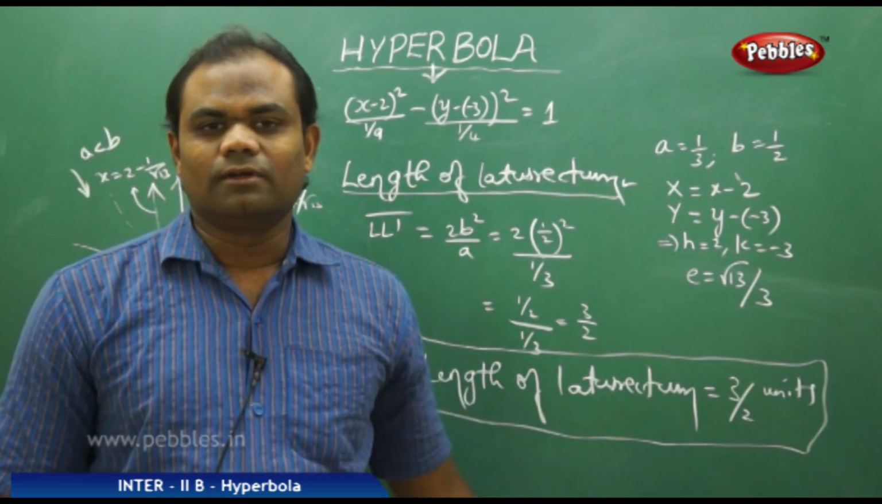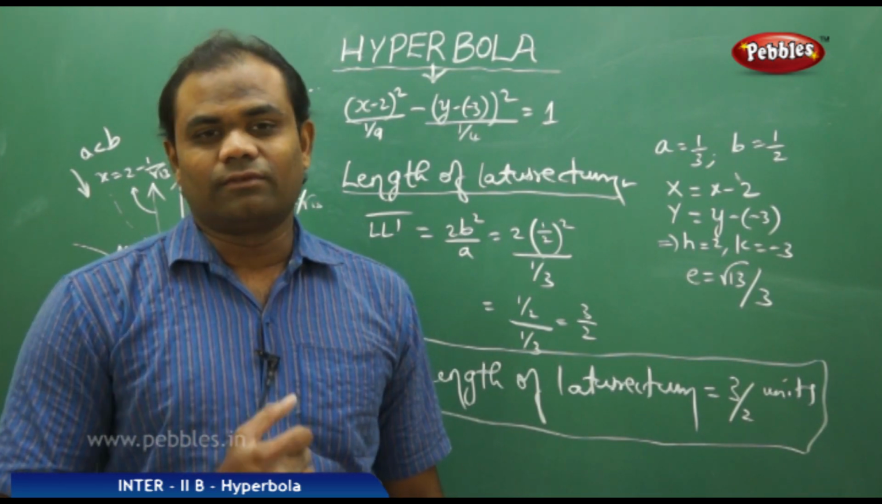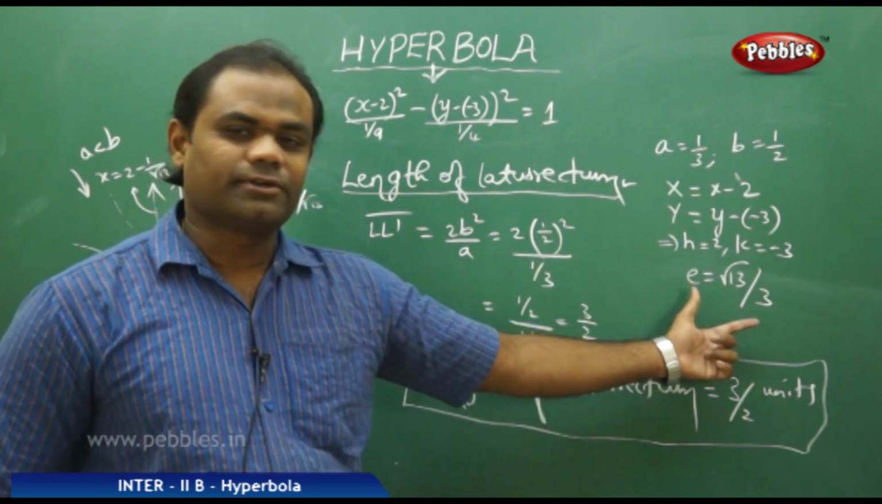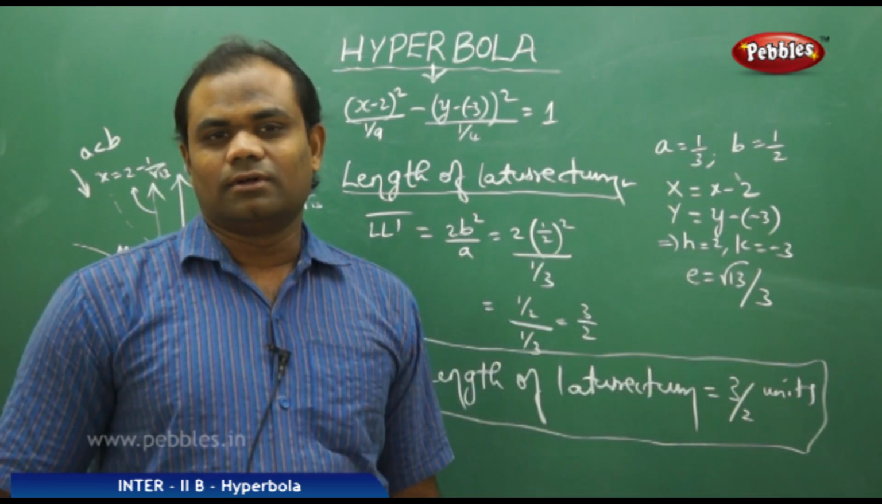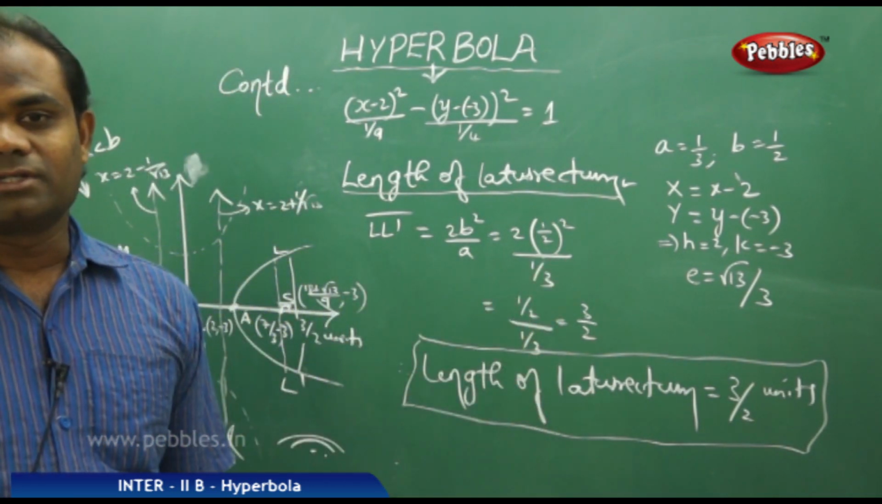So this is how we find each of the foci, the directrices, the length of latus rectum, the vertices, a, b and eccentricity for the respective hyperbola in transformed form in this example problem.